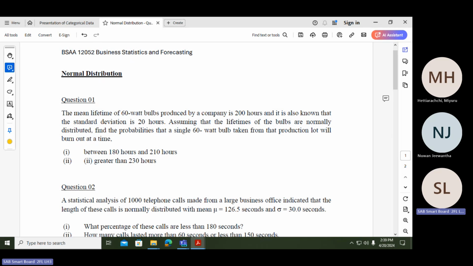Then try question number 1. First identify what's the random variable, then write the distribution, then mention the parameters for it, then write the answer.